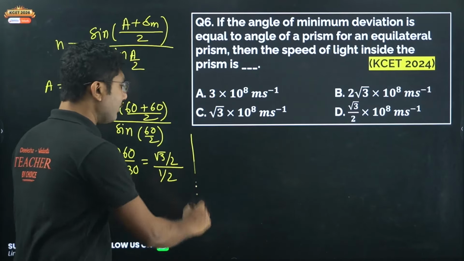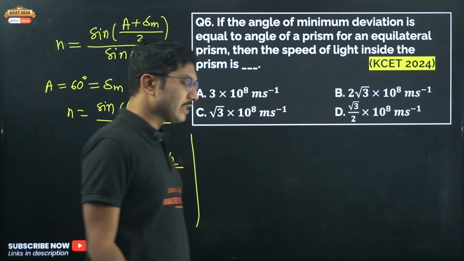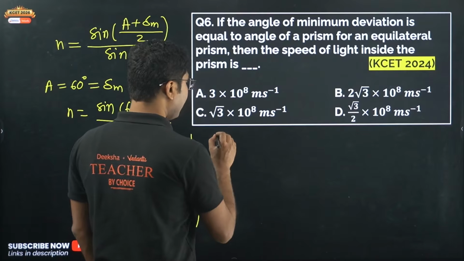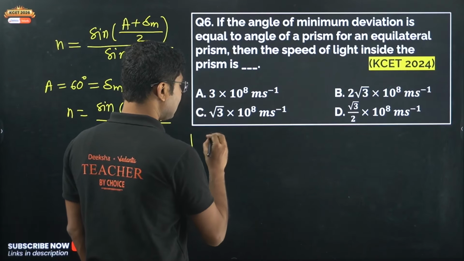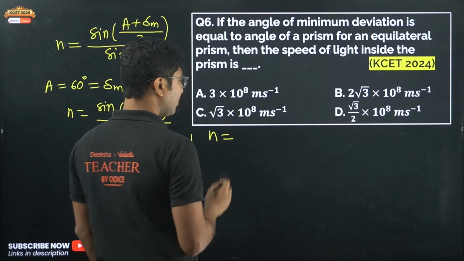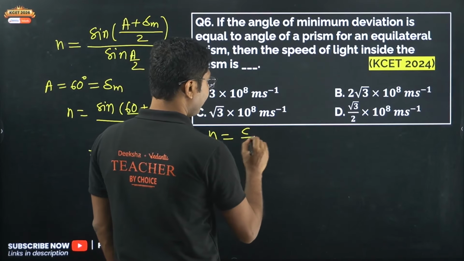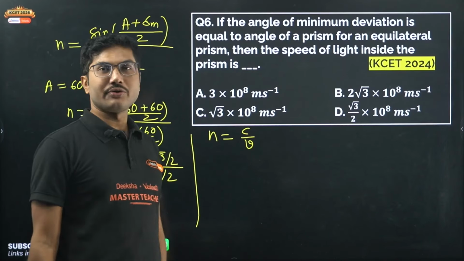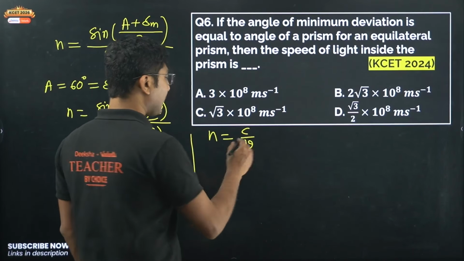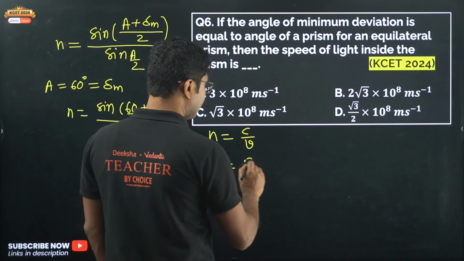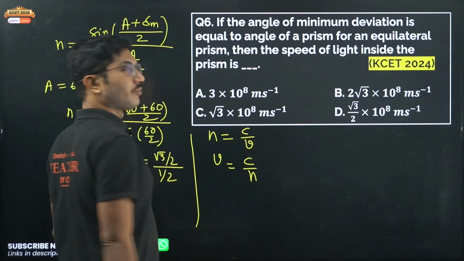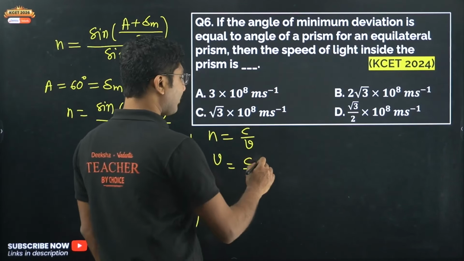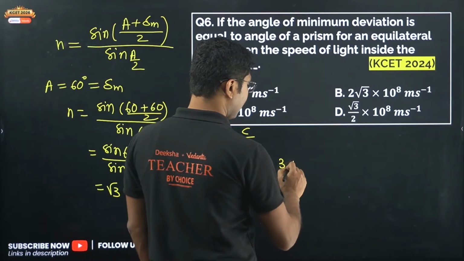So sir, why did you calculate refractive index? We are asked to find the speed of light, because refractive index for any medium is given as n equals c by v. C is the speed of light in vacuum, which is already known, 3 into 10 to the power of 8. So we can calculate v to be c divided by n. That's why we calculated refractive index. So first step to calculate refractive index, next step is to calculate the speed.